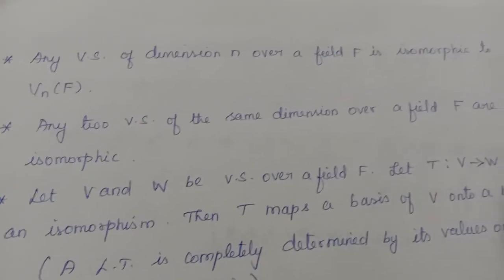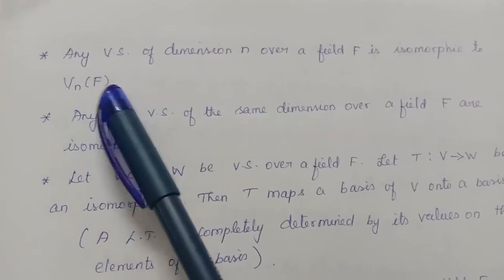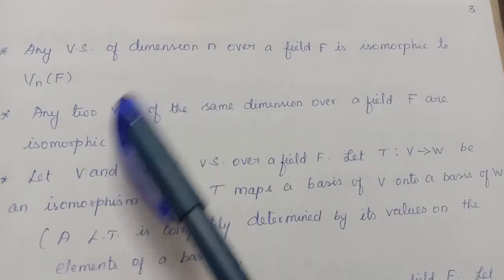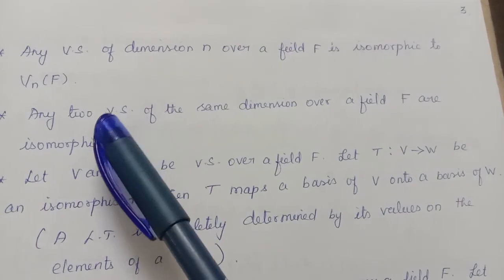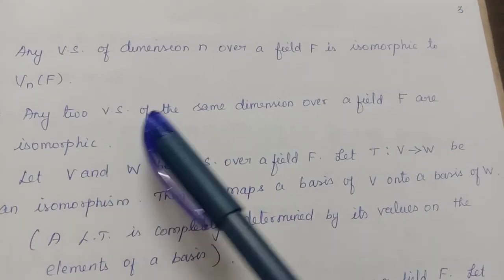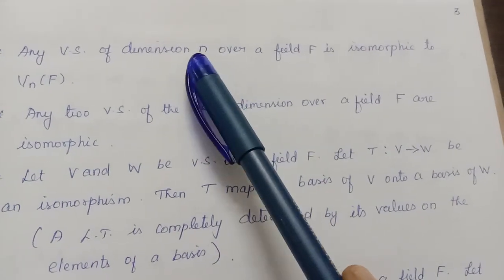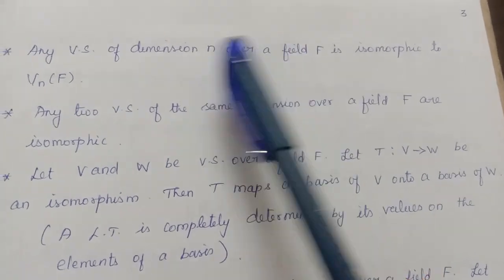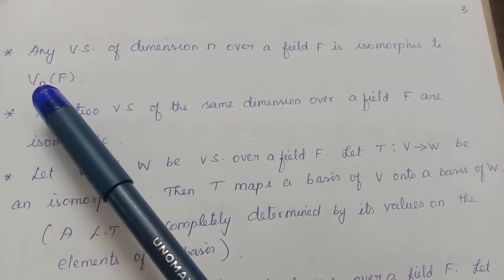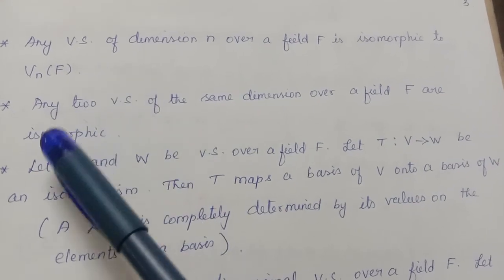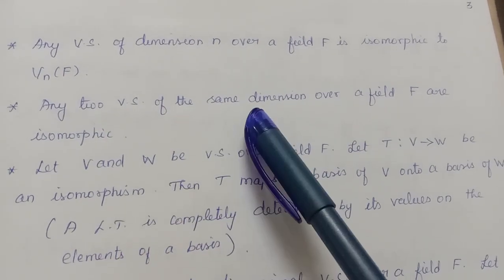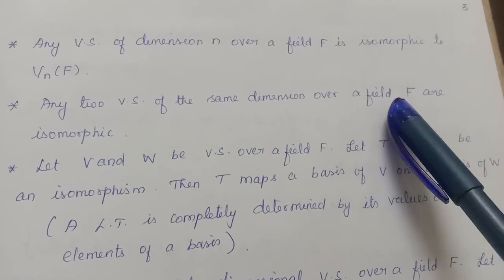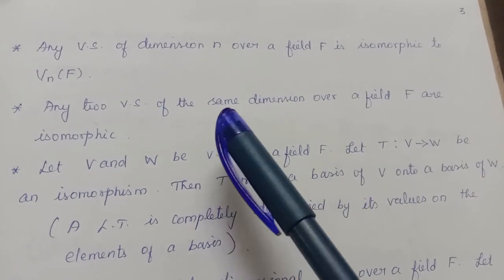Then the next one: any vector space of dimension n over a field F is isomorphic to V_n(F). Here we are talking about isomorphism of finite dimensional vector spaces. If it is of dimension n over a field F, then it must be isomorphic to the vector space of dimension n over field F. And any two vector spaces of the same dimension over a field F, with the same field and the same dimension, are isomorphic.